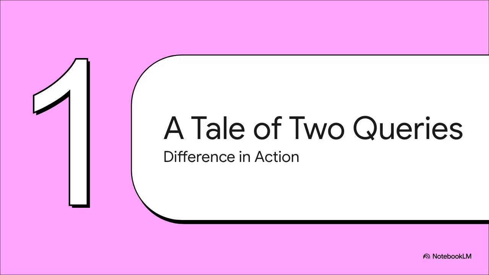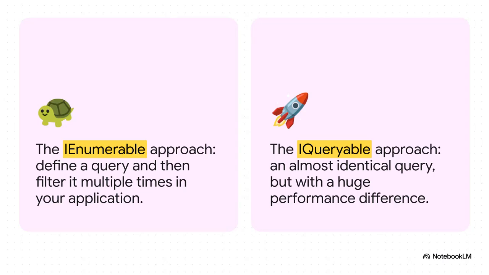To really get a feel for this, theory just isn't gonna cut it. We need to see this thing in action. So let's walk through a real-world scenario and see just how bad things can get when you make the wrong choice. Okay, imagine you're dealing with a huge database table, 1 million log entries. Your job is to find a few very specific records by applying a couple of filters. First up, you try the IEnumerable approach. You define your query, and then you start chaining on your where clauses to filter it down.